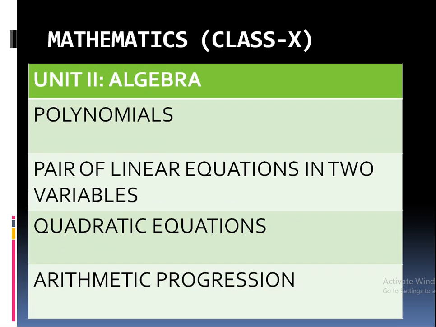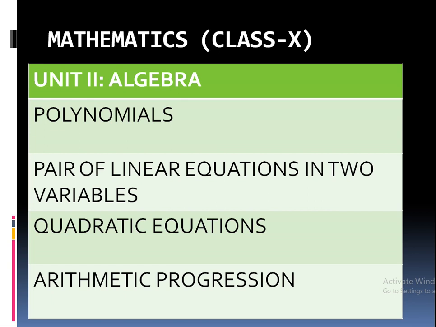Unit 2, algebra. In this unit there are 4 chapters. First chapter is polynomials, next pair of linear equations in two variables, next quadratic equations, next arithmetic progression. Now in polynomials we have zeros of a polynomial, relationship between zeros and coefficients of quadratic polynomials, problems on division algorithm for polynomials with real coefficients.